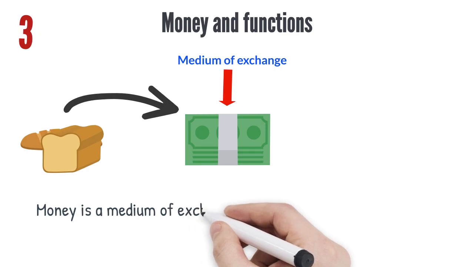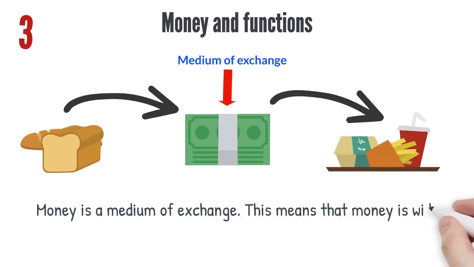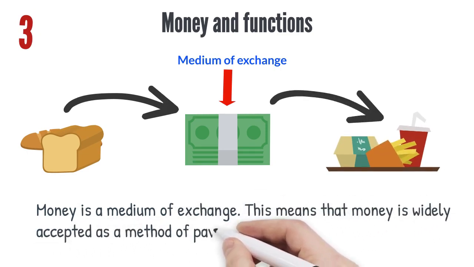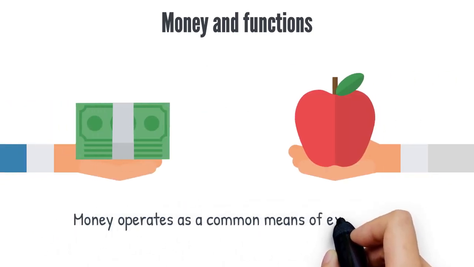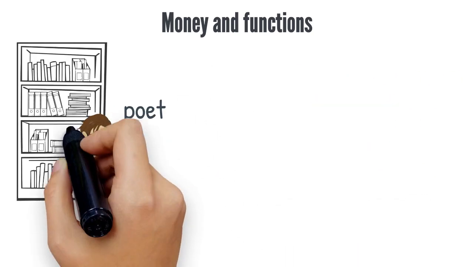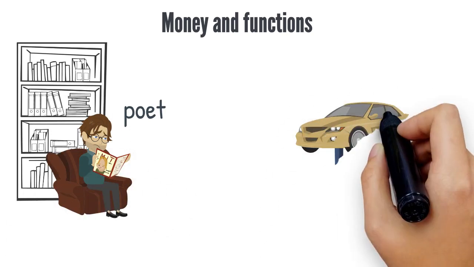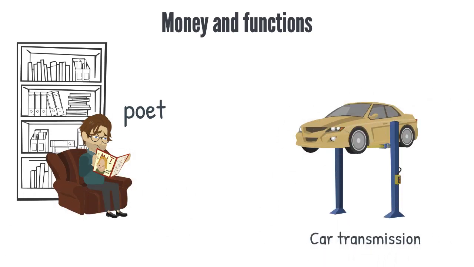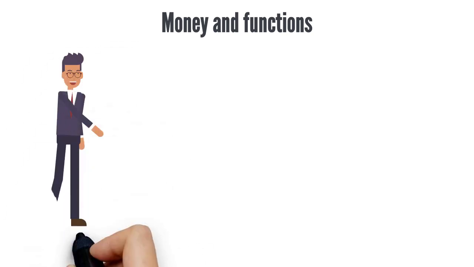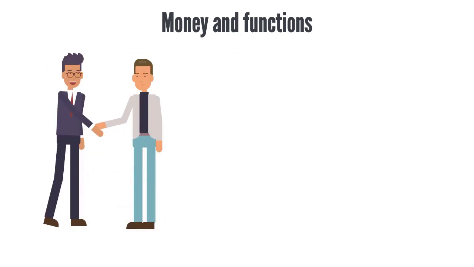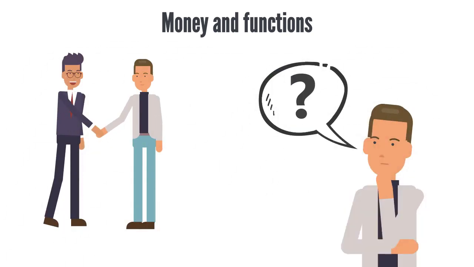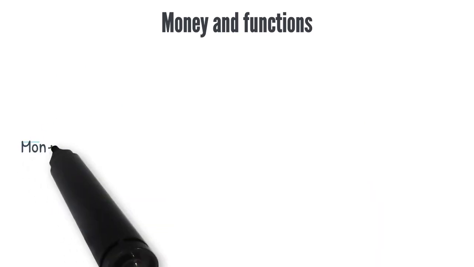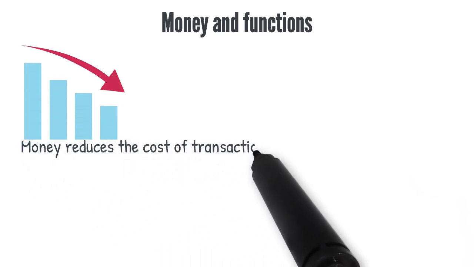3. Money is a medium of exchange. This means that money is widely accepted as a method of payment. Money operates as a common means of exchange. If one had to barter for everything, it would be difficult for a poet to barter for a new transmission for their car. It would be difficult for a person to find someone who had goods you desired for what you could offer in return. Money reduces the cost of transactions.